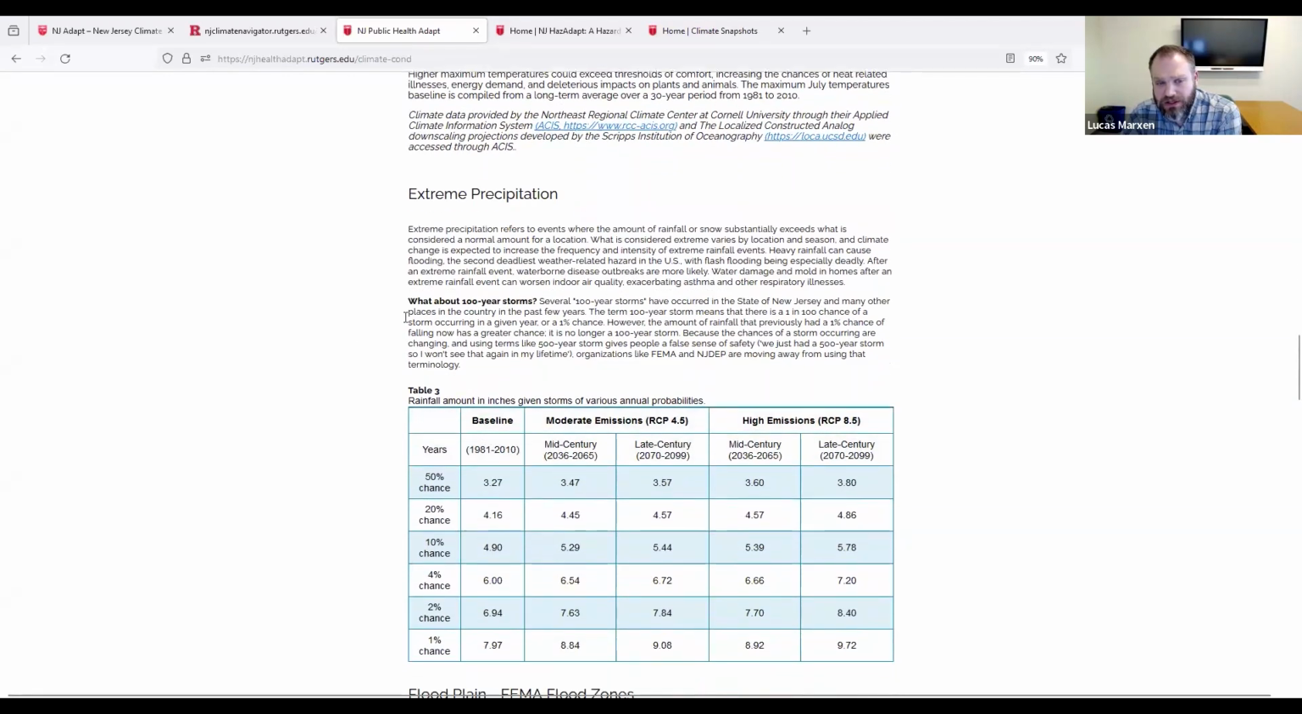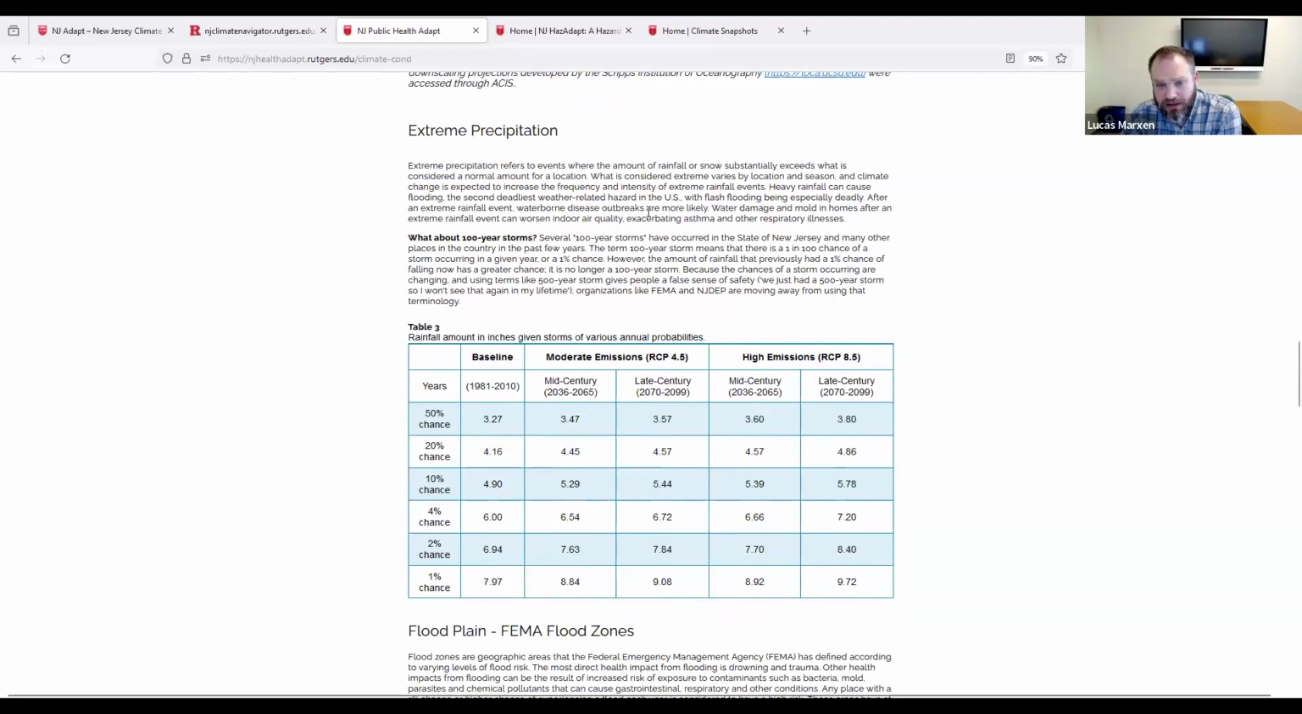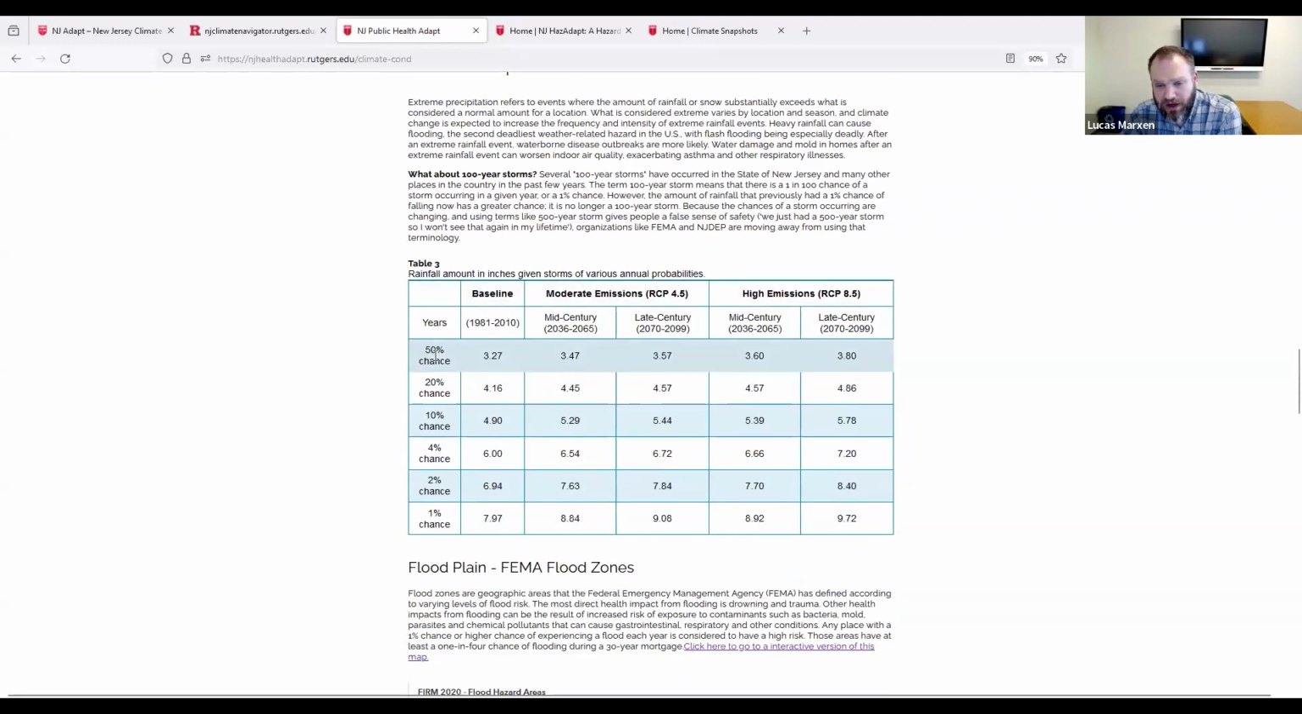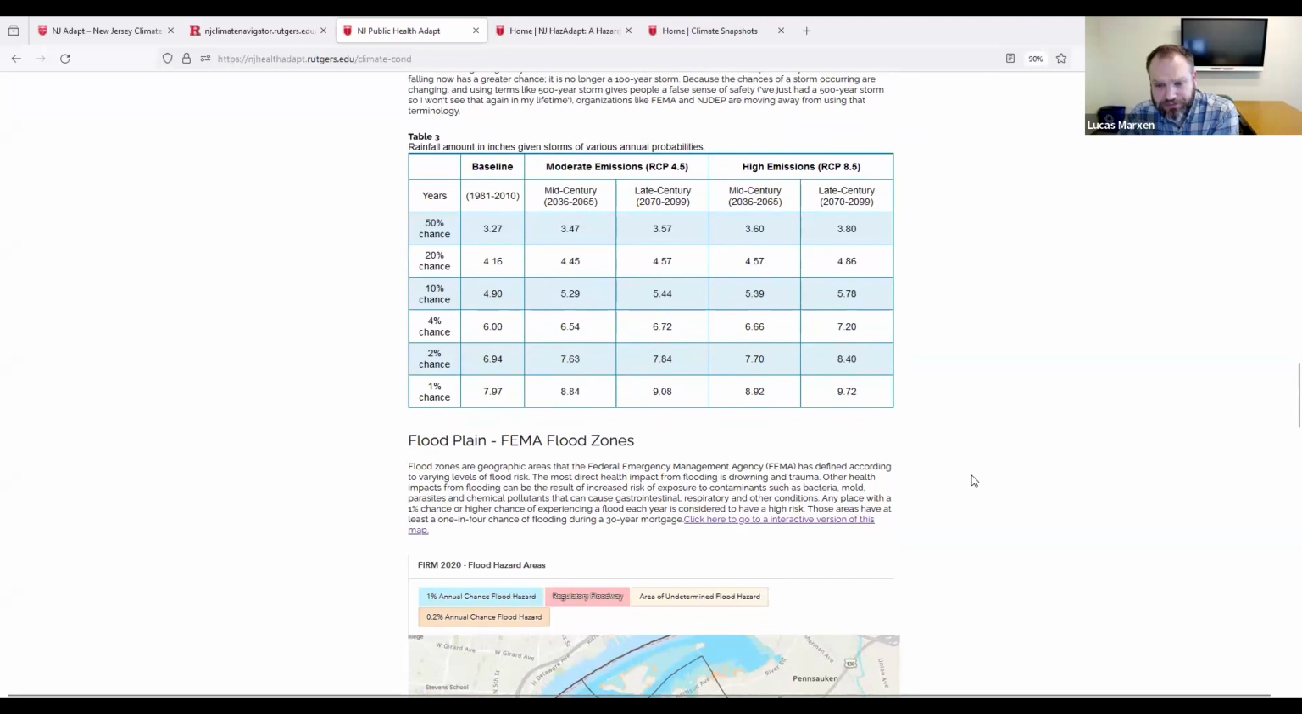The next climate section we have for public health is looking at extreme precipitation and how that can potentially impact public health. Again, we provide the data that we saw in the local planning guide, looking at the different types of storm events that can occur, the amount of rainfall that's projected to fall from each of those storm events, and how that's projected to increase due to climate change.